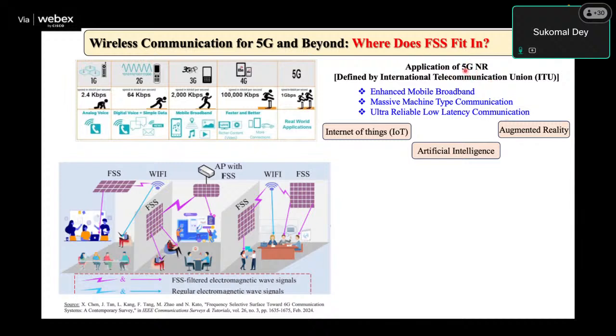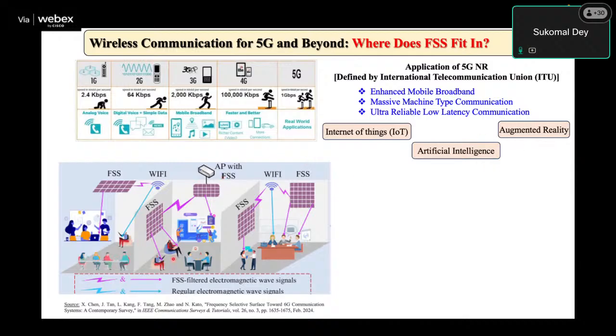What are the applications of 5G? Just to know, it basically enhances the mobile broadband communication system. It would give you massive machine-to-machine communications, and obviously it will give us reliable low latency communication. Now there are multiple ways of doing it. Nowadays IoT is being used, artificial intelligence, augmented reality, everything is used.